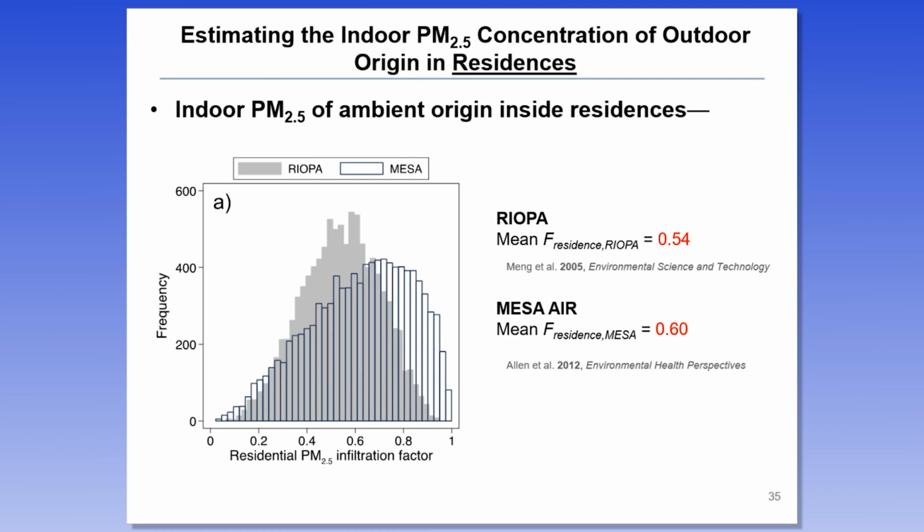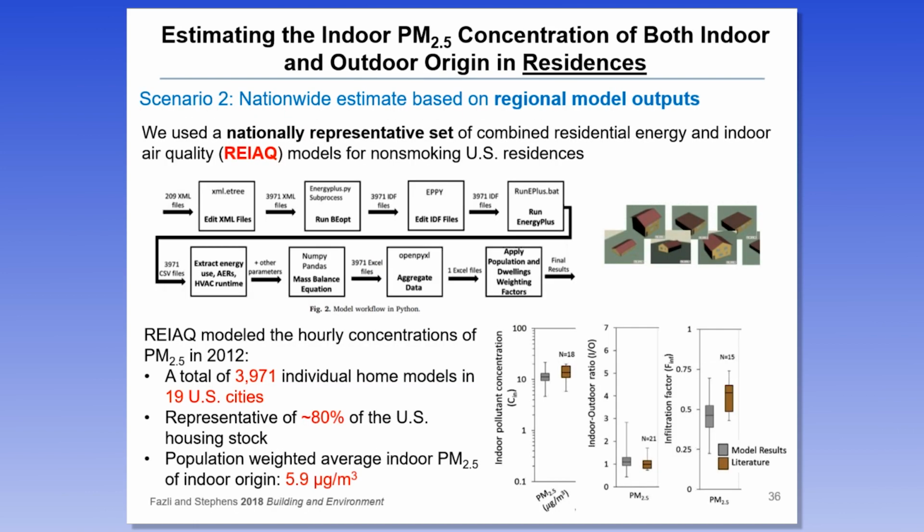Now we wanted to know the concentration of PM2.5 inside residences that comes from outdoors. For that, we need to know the infiltration factor. The infiltration factor for these homes again came from the RIOPA and MESA Air studies. We talked about these studies before, but the infiltration factor in the RIOPA study was 0.54, and in the MESA Air study was 0.6. The distribution they used for the infiltration factor is shown in this figure on the left side. So that was our first scenario.